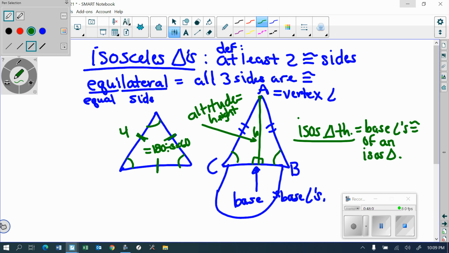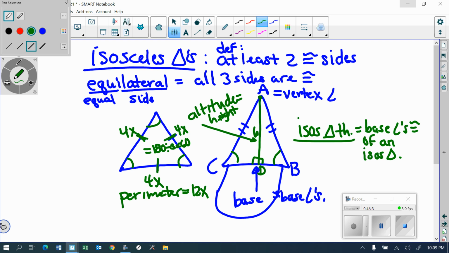So if that was 4x, then this has to be 4x, and this has to be 4x. So what would be the perimeter of that triangle? 12x. 4x plus 4x plus 4x is 12x. That'd be the perimeter.